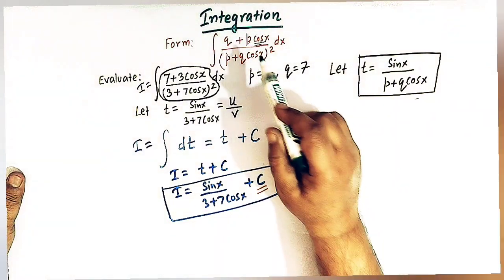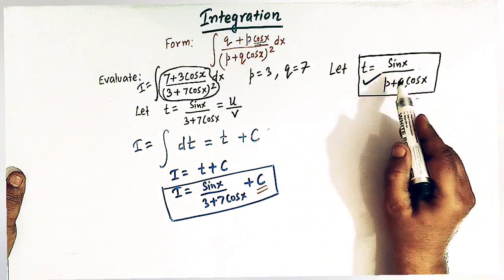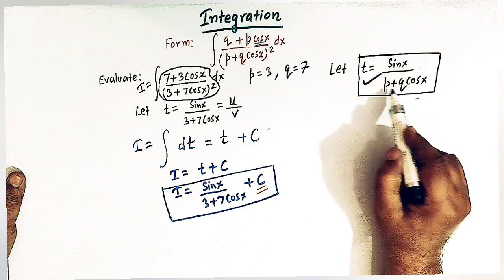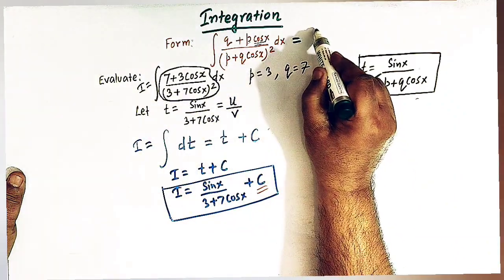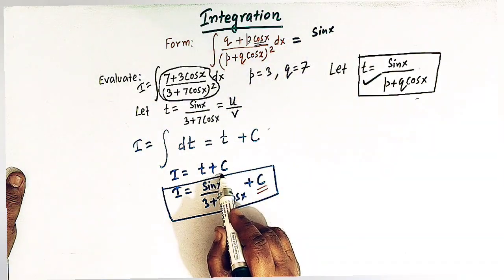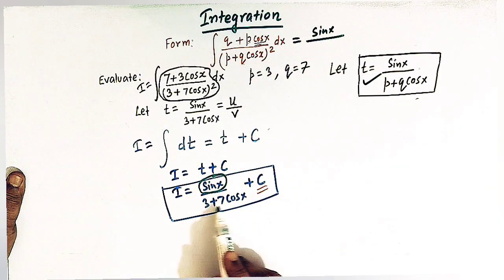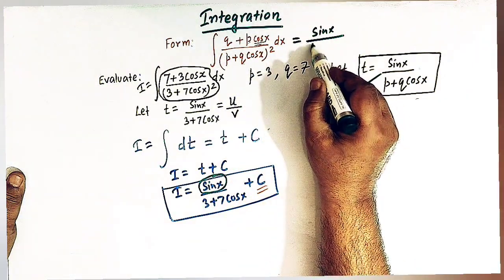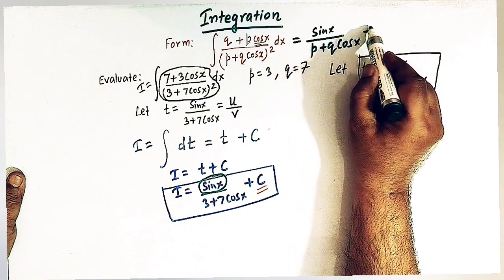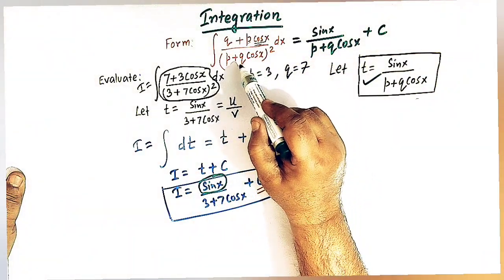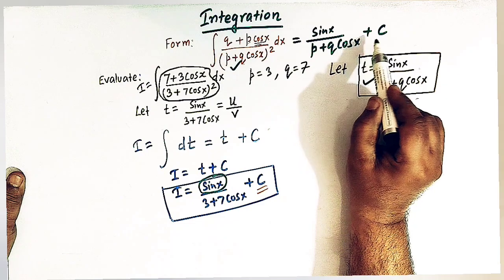So viewers, whenever we have an integral of this type, then we'll always make this substitution, right? Sin x over p plus q cos x, and the value of this integral is always equal to sin x, because see, here we have sin x, and the term is 3 plus 7 cos x. So here we have p plus q cos x, right? And c is the constant of integration. So the value of this kind of integral is always equal to sine x over p plus q cos x plus c.